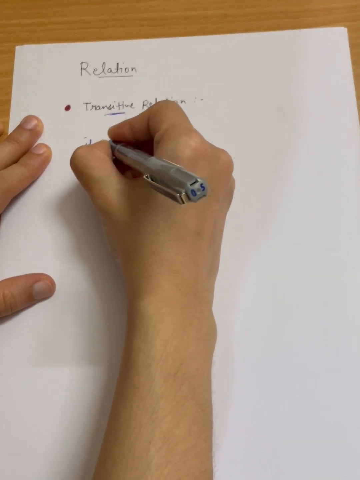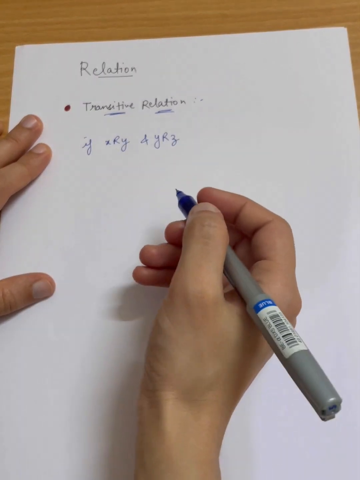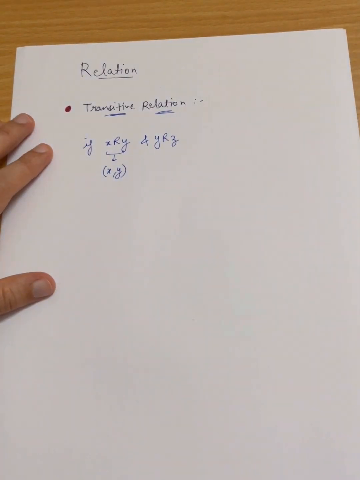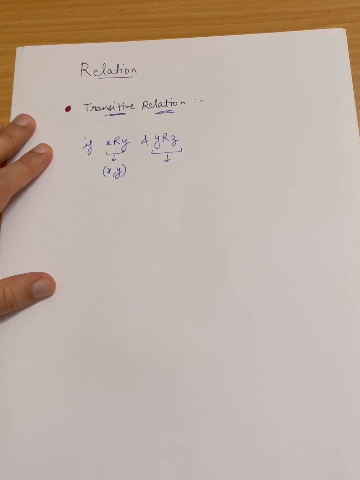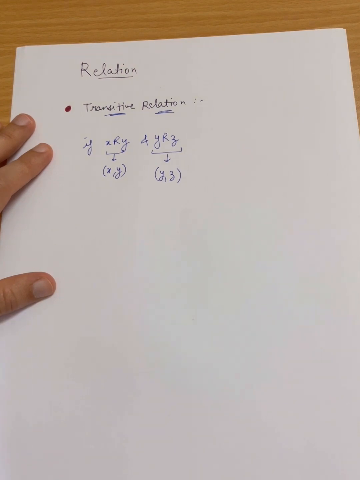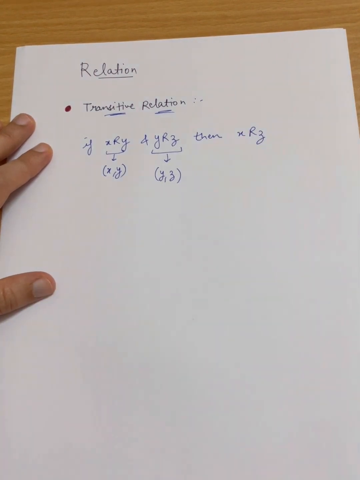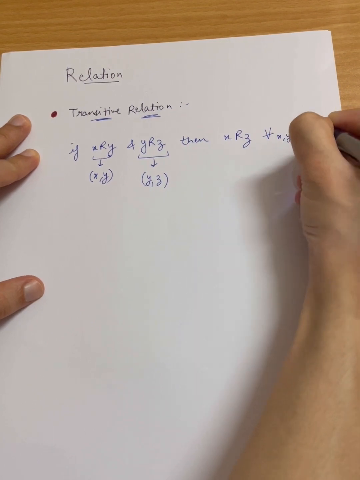Transitive relation says: if x R y and y R z, you already know what x R y is. x R y means the element (x, y), which is the representation of an element in a relation. We have already talked about this, and if you don't know, please refer to my previous videos on sets. And this is (y, z). So if x R y and y R z, then x R z should occur for all x, y, z belonging to set A.